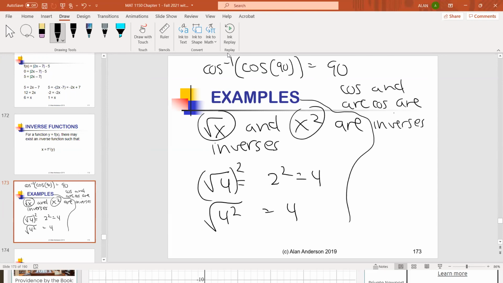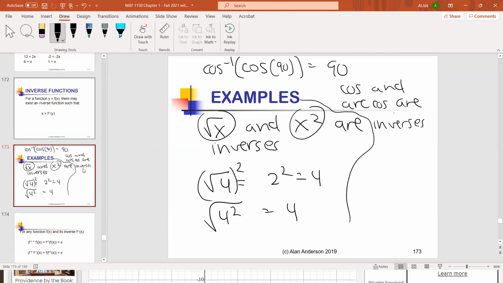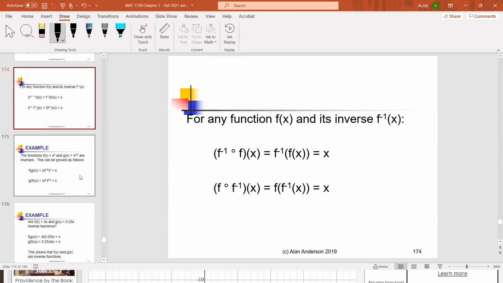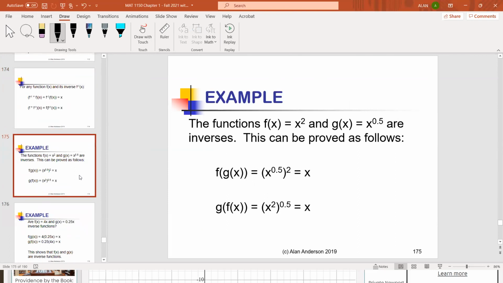Anyway, it should be possible in principle to do this with any function we choose. And we're going to show how to prove that we've done it correctly, but let's just do an example first. So this is the one I was just talking about, x squared and square root of x. The bottom line here is that you know you've done it correctly if both f of g of x and g of f of x give you back x.